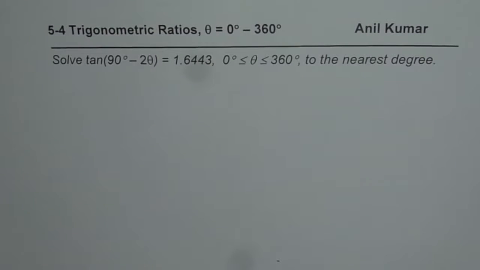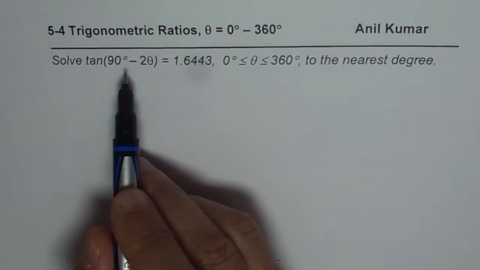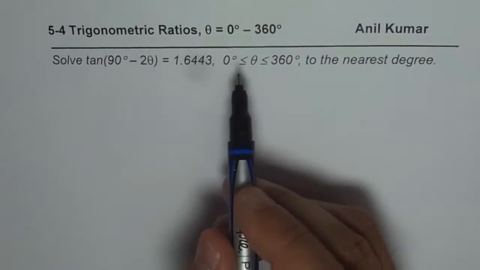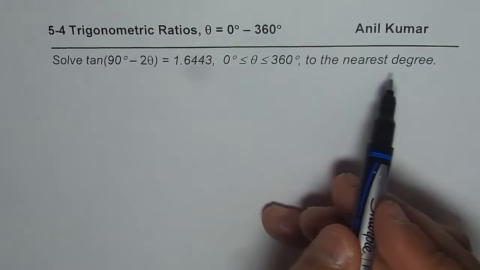I'm Anil Kumar, and in this video we are going to discuss a very difficult question on solving trigonometric ratios. The question here is, solve tan of 90 degrees minus 2 theta equals 1.6443, where theta is between 0 to 360 degrees, to the nearest degree.